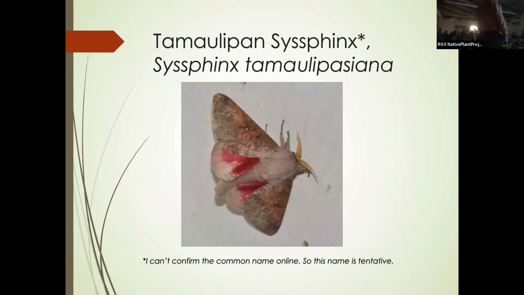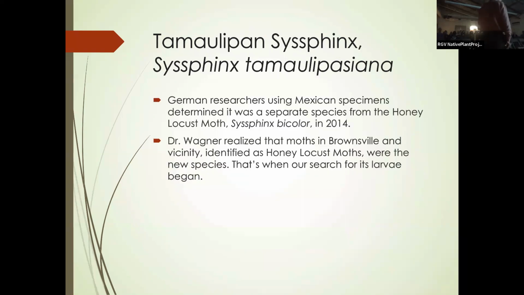All right. Anyways, Tamaulipan Syssphinx. I'm making up that name because as far as I know, there is no common name. But the scientific name was named after Tamaulipas, Mexico. And so it makes sense to me to call it that. There were some German researchers working in Mexico. How that works, I don't know, but they were. And they described the Tamaulipan Syssphinx.